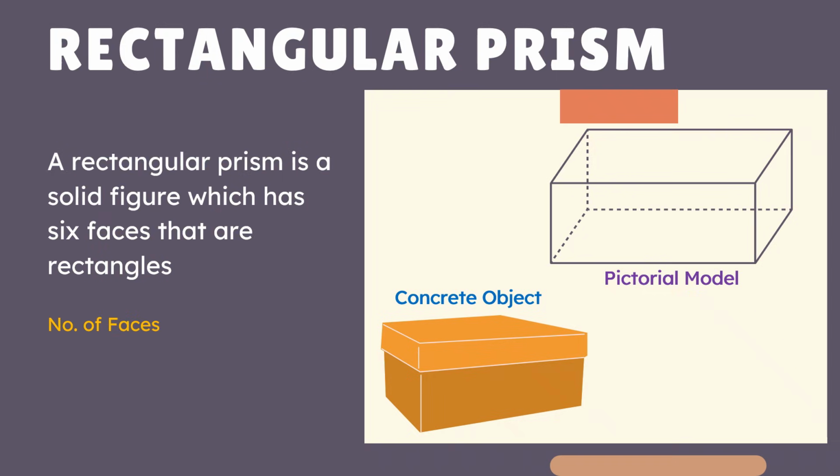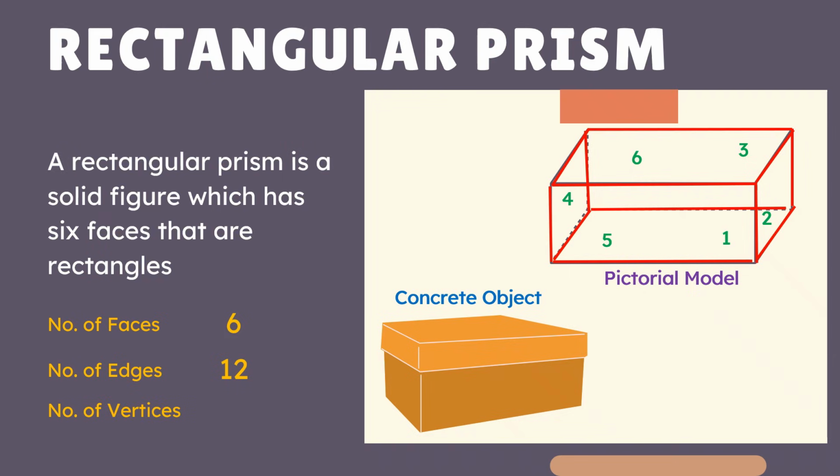Next, let's find out how many faces a rectangular prism has. Let's count. 1, 2, 3, 4, 5, 6. So there are 6 faces. How about the number of edges? Let's find out. 1, 2, 3, 4, 5, 6, 7, 8, 9, 10, 11, 12. So there are 12 edges. How about the number of vertices? Let's count. 1, 2, 3, 4, 5, 6, 7, 8. So there are 8 vertices.